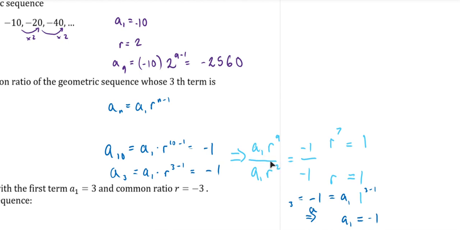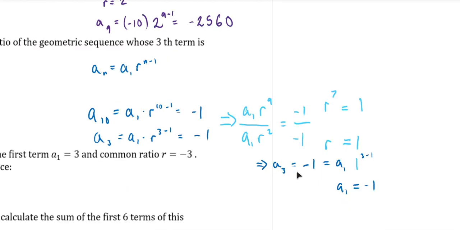Now, notice that if we take the quotient of both sides, I divide the left-hand side by the left-hand side, and I divide the right-hand side by the right-hand side, what I get is that r to the 7th is equal to 1. Now, this tells me that r is itself equal to 1, and this lets me go back into one of my equations.